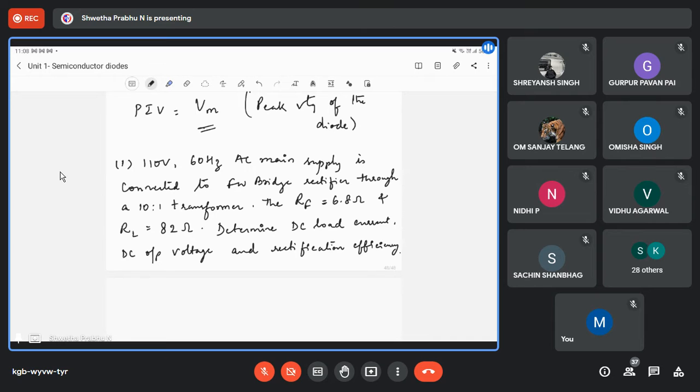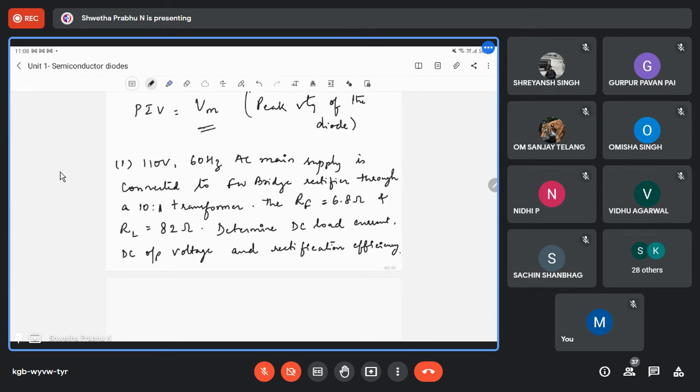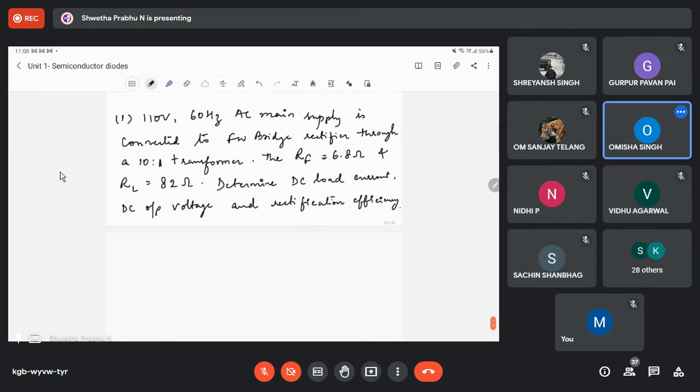So can you try to solve this? You have all equations with you, right? First, you list the parameters, whatever is given. Ma'am, the 10:1 is N1 by N2. A 10:1 transformer means N1 is to N2, the ratio of number of turns. Correct.